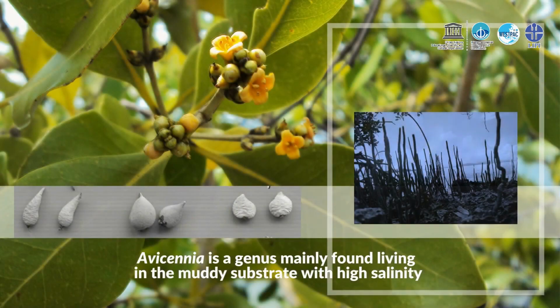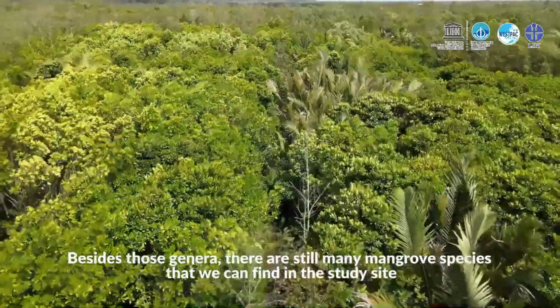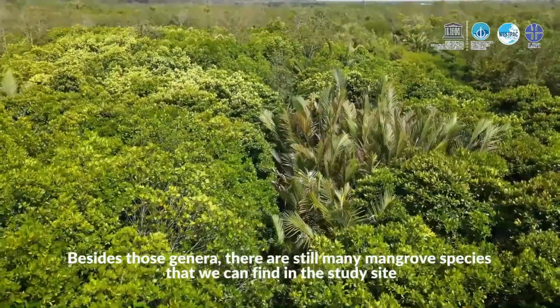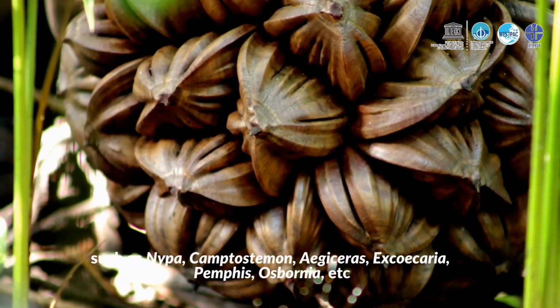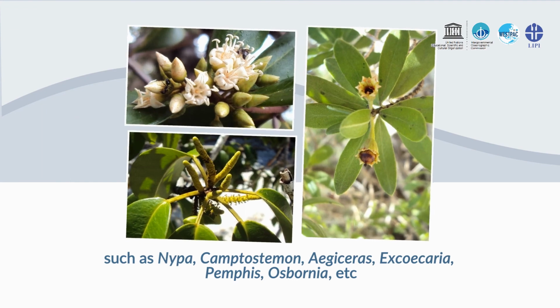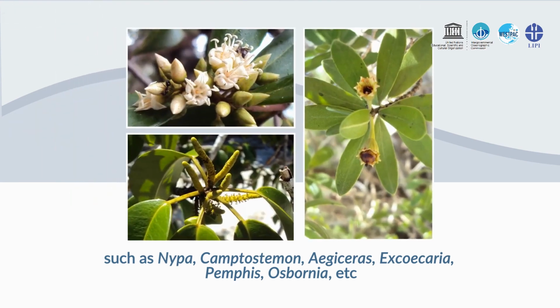Avicennia is a genus mainly found living in the muddy substrate with high salinity. The flower and fruit of Avicennia species can be identified from this picture. Besides those genera, there are still many mangrove species that we can find in the study site, such as Nypa, Camptostemon, Aegiceras, Excoecaria, Pemphis, Osbornia, etc.